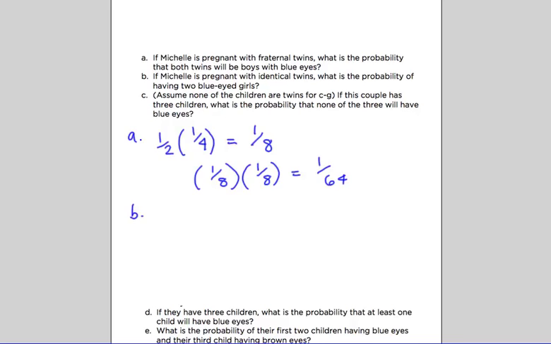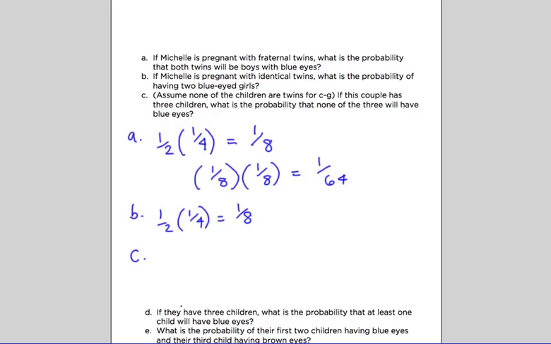For B, it says if Michelle is pregnant with identical twins, what is the probability of having 2 blue-eyed girls? So let's do it for 1. The probability of having a girl is 1/2, and the probability of having blue eyes is 1/4, which equals 1/8 again. Now, because the twins are identical this time, they are the product of 1 fertilization event, so it's basically 2 individuals coming from 1 fertilization event. So the probability here is just 1/8. If one of the twins is a blue-eyed girl, then the other twin is a blue-eyed girl as well because they have the same genotype.